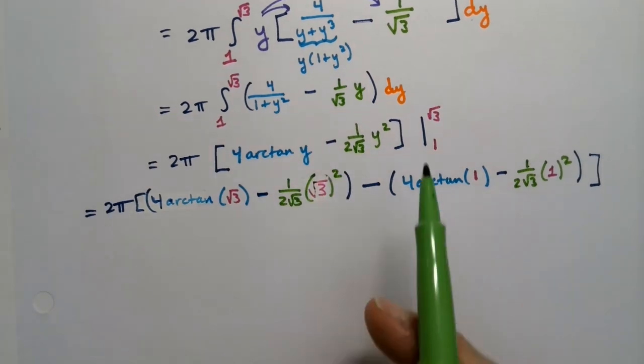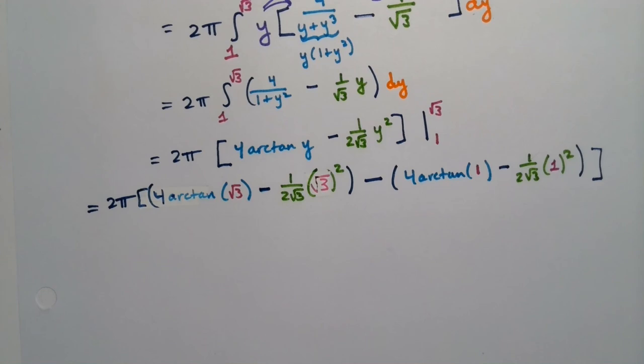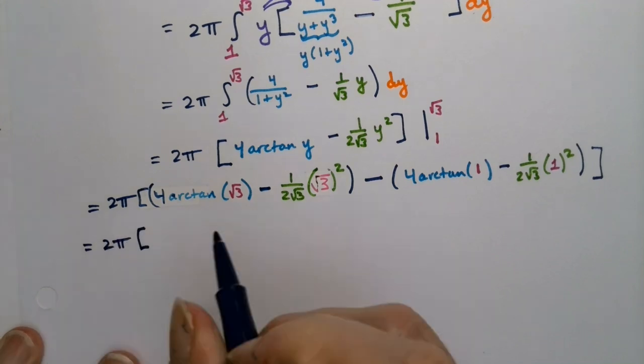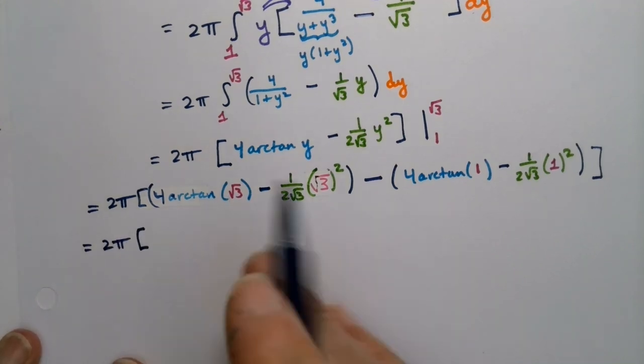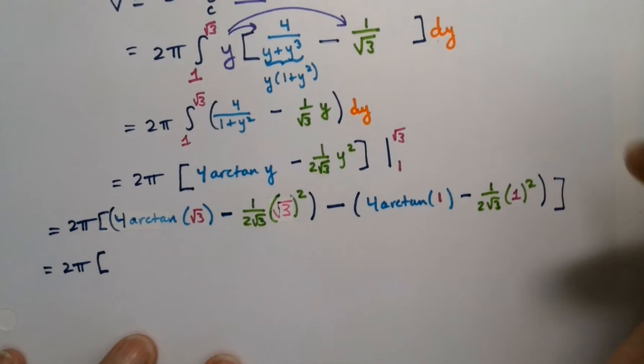So I'm putting square root of 3 in, and I'm putting 1 in, and I'm subtracting. Oh my goodness. Okay, so we got some work ahead of us here. This isn't too bad. It really isn't. So this is 2 pi times. Okay, now the arctangent of the square root of 3, you have to remember your unit circle. So let me draw you a quick unit circle kind of over here real quick.